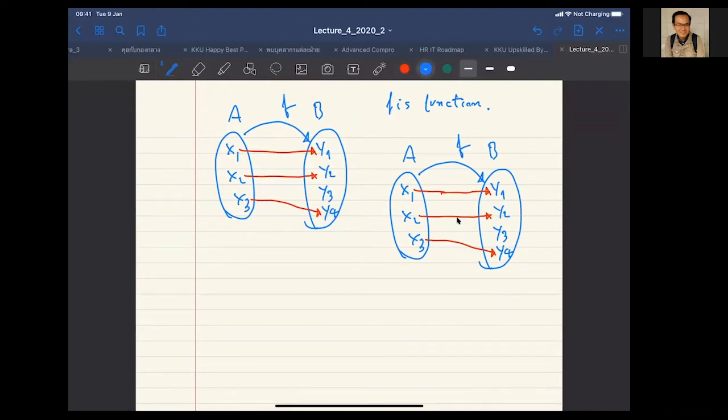Let's say that we have F2. Just copy it. Instead of X3 linked to Y4, let's say that X3 is linked to Y2. Okay. So is F2 still a function? Yes, it is. F2 is still a function.